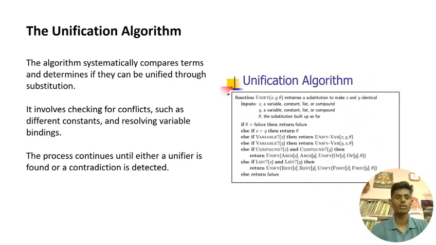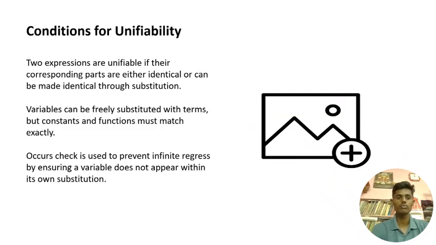The unification algorithm. The algorithm systematically compares terms and determines if they can be unified through substitution. It involves checking for conflicts such as different constants and resolving variable bindings. The process continues until either a unifier is found or a contradiction is detected. By using this algorithm, we can perform unification. These are the conditions for unifiability.